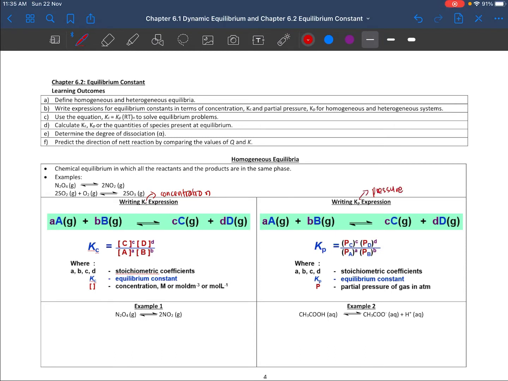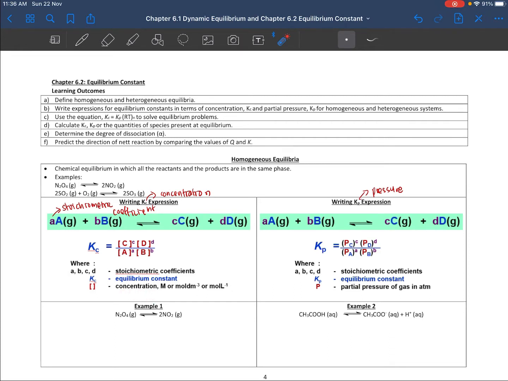So kita recap balik macam mana cara nak tulis equilibrium constant menggunakan law of mass action tu. Kita tengok equation ni, aA plus bB equilibrium cC plus dD. Small letter a, b, c, d ni adalah stoichiometric coefficient. Dekat bawah tu pun ada tulis. And then Kc adalah equilibrium constant untuk concentration lah. And for concentration, we will just use square bracket to show that itu adalah concentration.